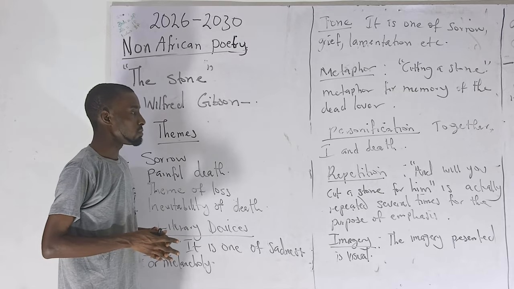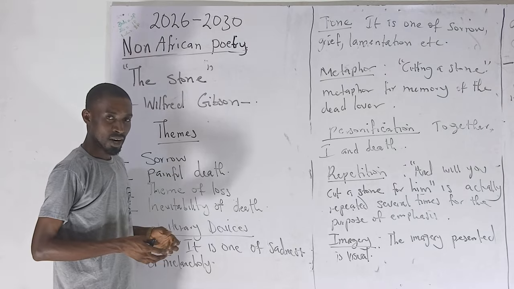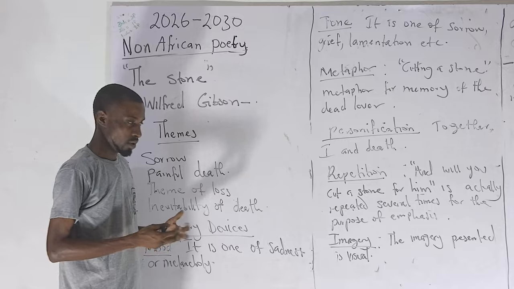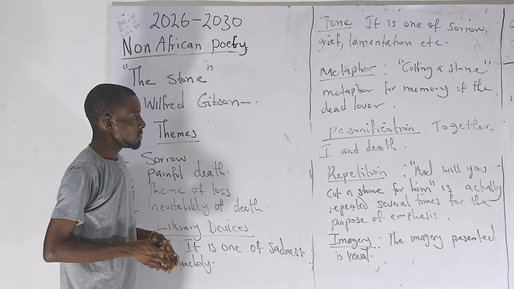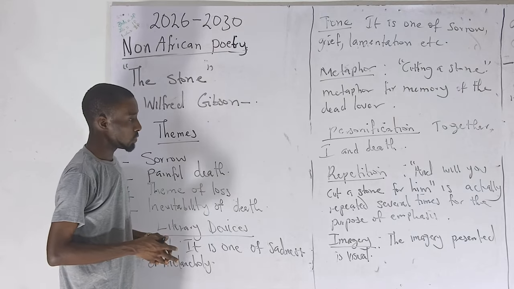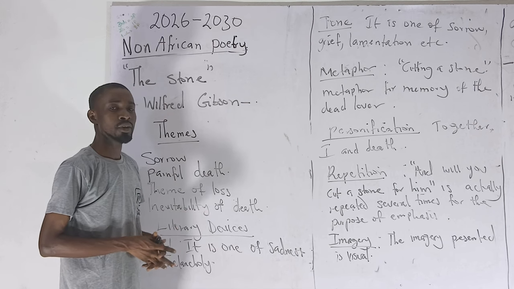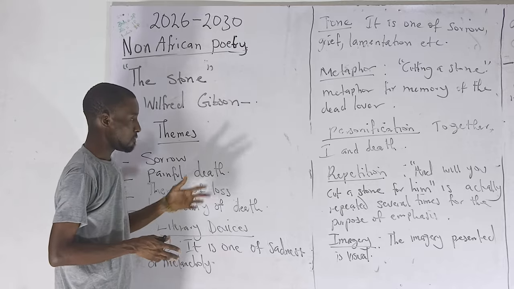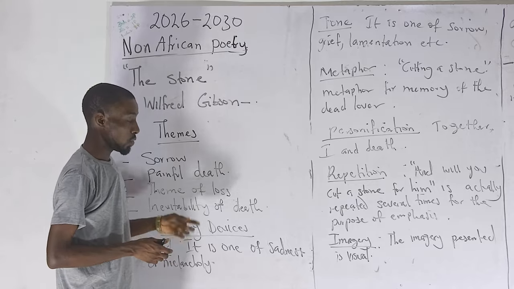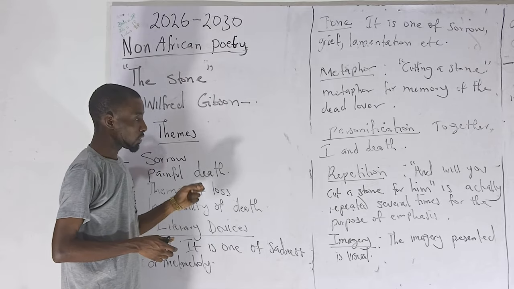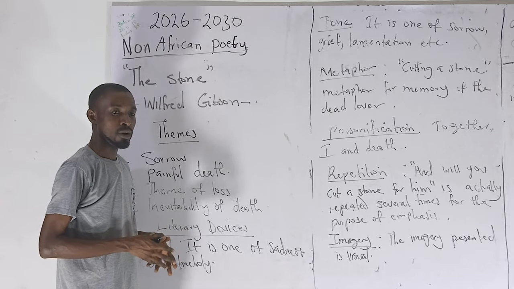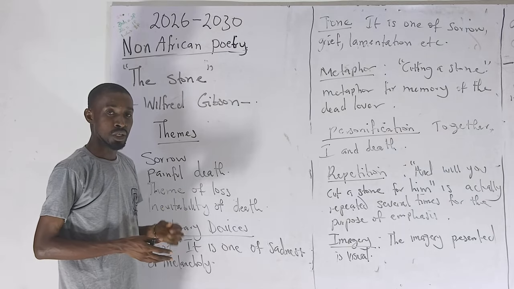Now, personification, "together I am death." How can you say you and death? As though death were human that you are comparing yourself with. Okay, that's personification. Now let's look at repetition. "And will you cut the stone for me?" It's actually repeated many times in the poem for the purpose of emphasis. "Will you cut a stone for me?" It's actually directed at the narrator for him to carve a stone in memory of the death of her lover.